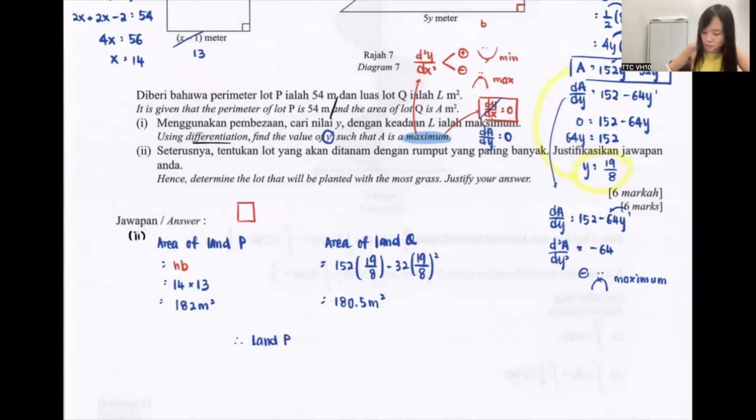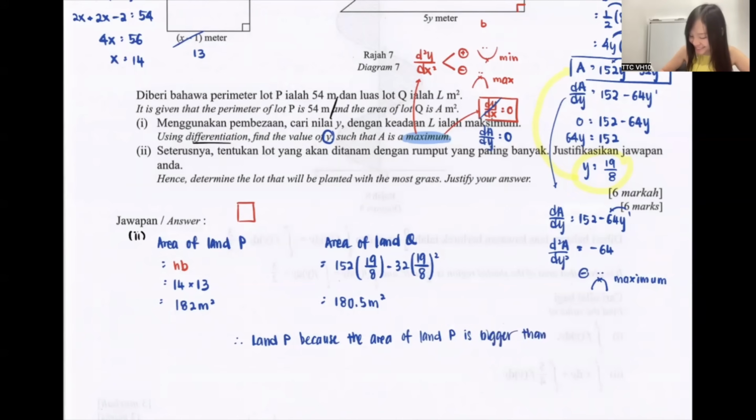Justify your answer because the area of land P is bigger than land Q. Can I, my dear? Just like that, done.